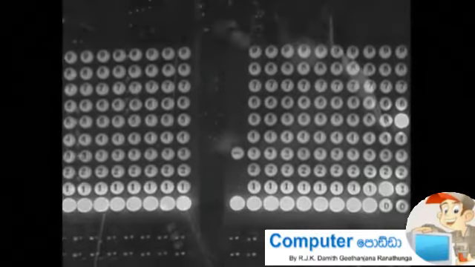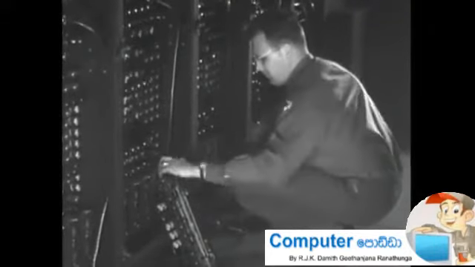Vacuum tubes were a huge improvement over relays, but they still didn't make economic sense on a large scale. For example, of the ENIAC's 18,000 tubes, roughly 50 would burn out per day, and a round-the-clock team of technicians would be needed to replace them. Vacuum tubes were also the reason why computers took up the space of entire rooms, weighed multiple tons, and consumed enough energy to power a small town.